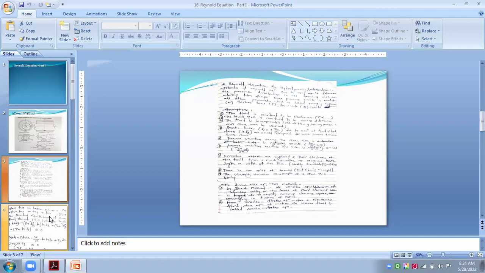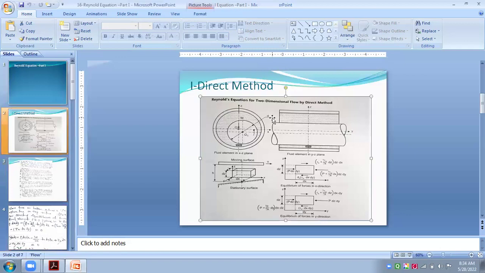And the last one is important: the viscosity of the oil remains constant as it flows through the bearings. There are two methods, the direct method and the Needle Stroke method. In this figure we are seeing the Reynolds equation for two-dimensional flow by the direct method. Here we consider a journal rotating in this bearing with a constant surface velocity UB.